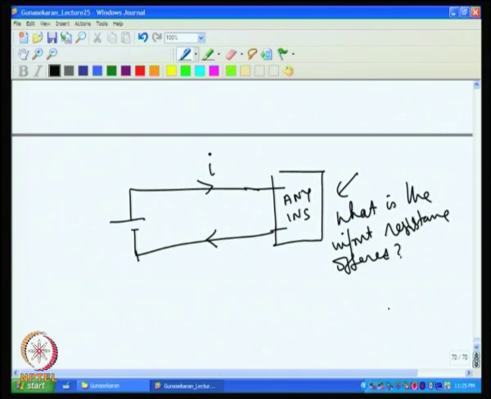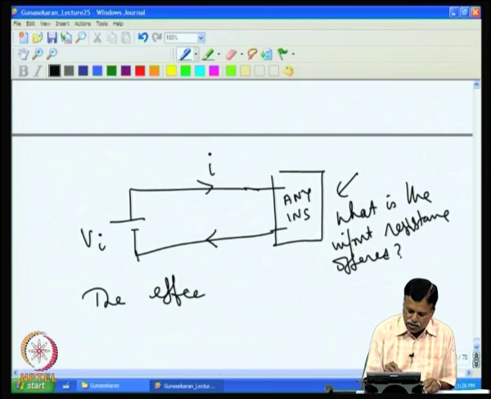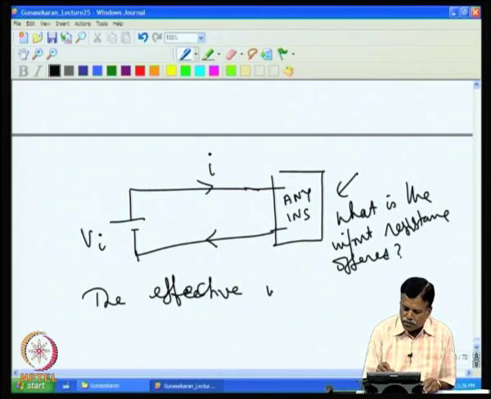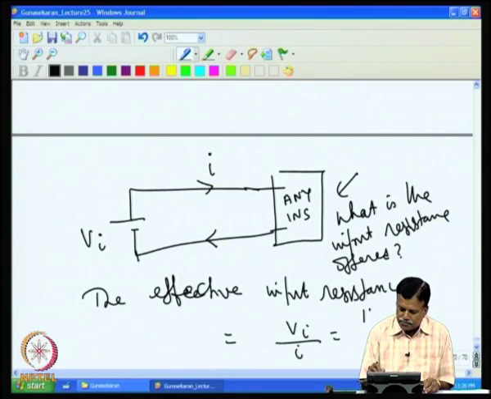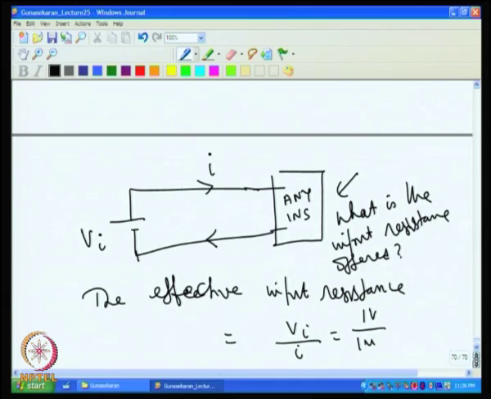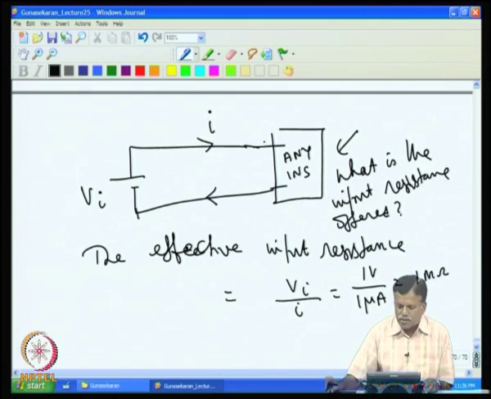Now, to find it, normally we take the input voltage Vi, and the effective input resistance would be Vi by I. For example, if I have 1 volt and 1 microampere current, then we have 1 megohm as the input resistance offered by the instrument. Basically, we find the voltage and the current that is flowing, and from there we find the input resistance offered by the instrument.